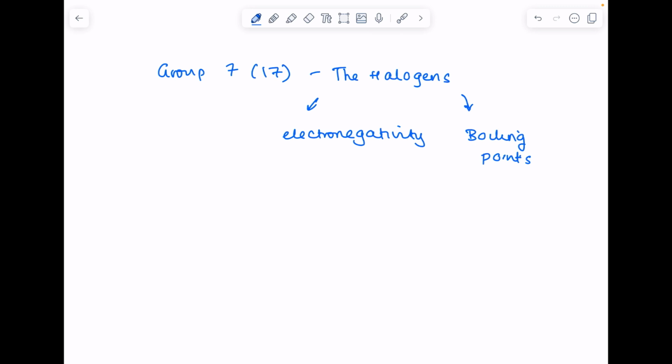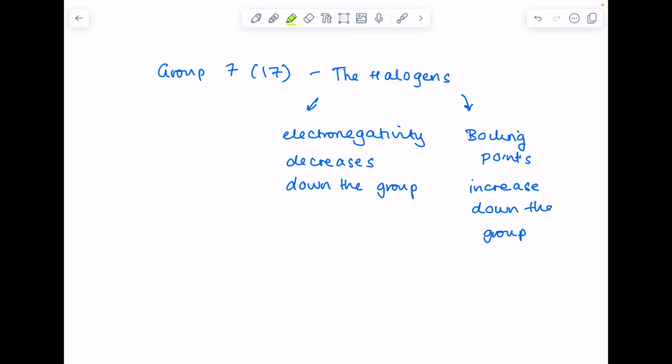So we'll just start by saying that the boiling points increase down the group. Bear that in mind. Whereas the electronegativity decreases down the group. And we'll talk about why now. But yeah, I'm going to grab my highlighter and remind myself.